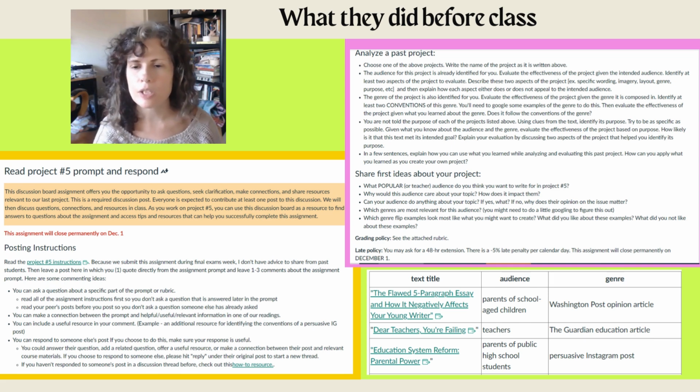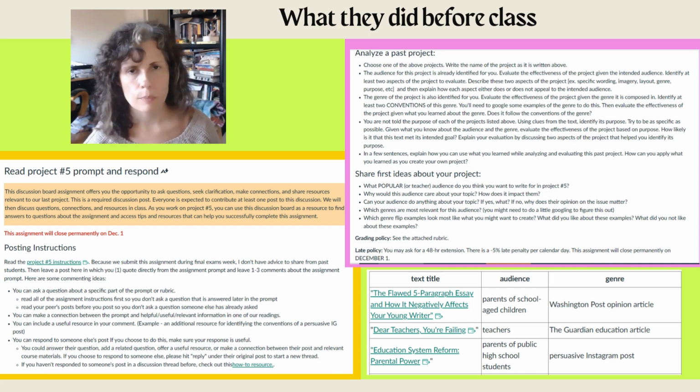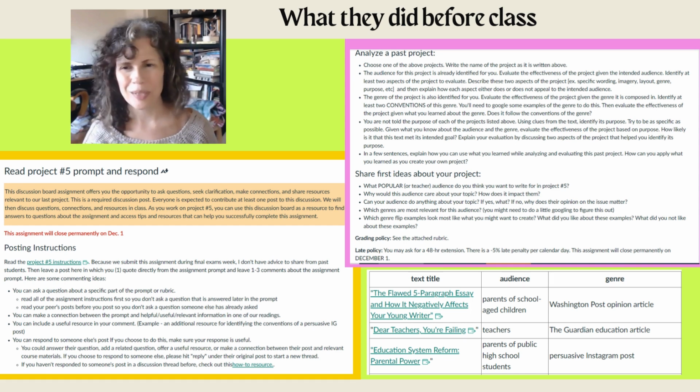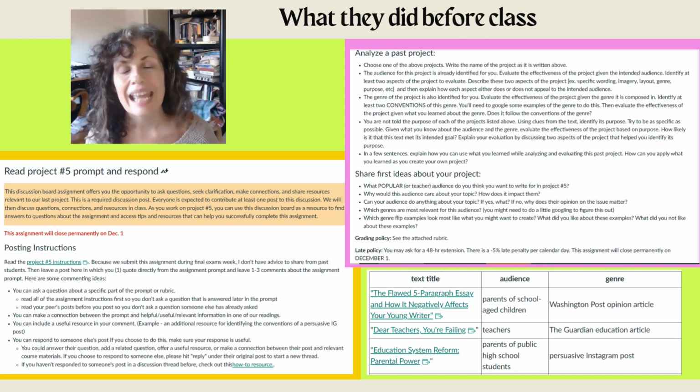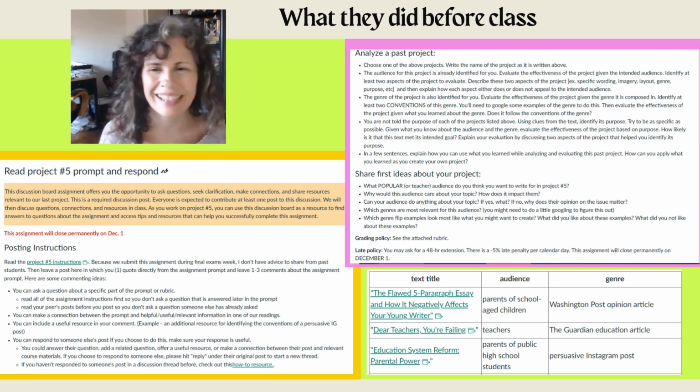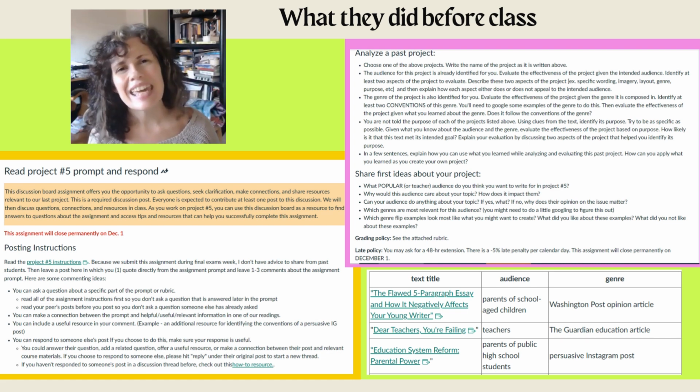I actually cut this part of the assignment prompt out, but I always give them an example of what it looks like to post a successful response to this particular prompt. I cut that out because it would take up too much space on this slide. But they do have an example. So they can ask a really specific question. They can answer somebody else's specific question if they know the answer. They can offer a resource.